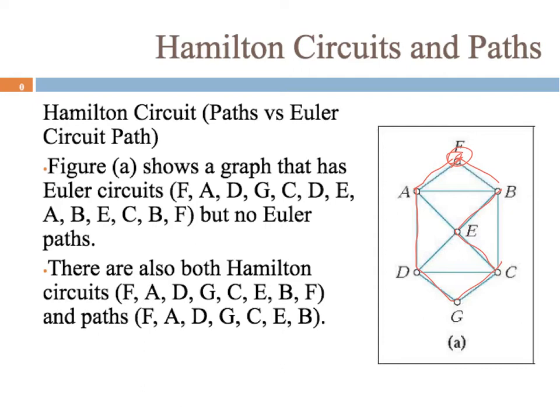And if we just wanted a path, we could erase that little part from B to F and just end at B. Notice again, we haven't hit all the edges, we've just gotten all the vertices, and that's all that matters with the Hamilton chapter.